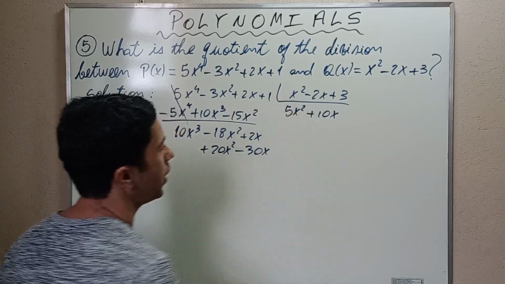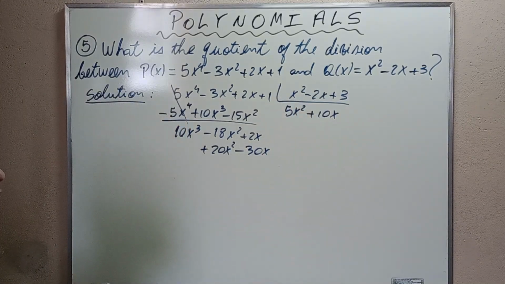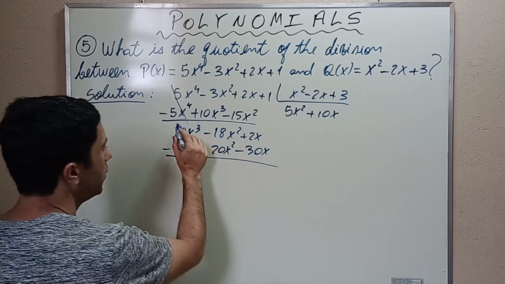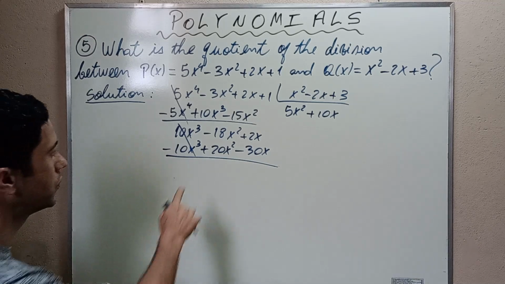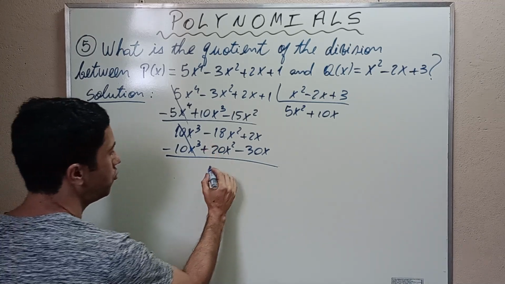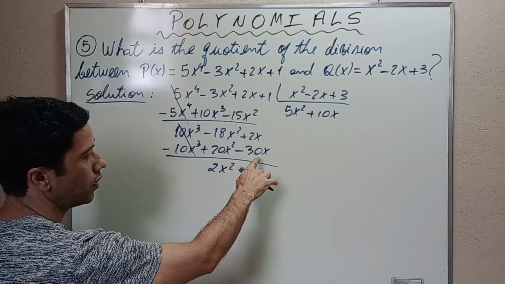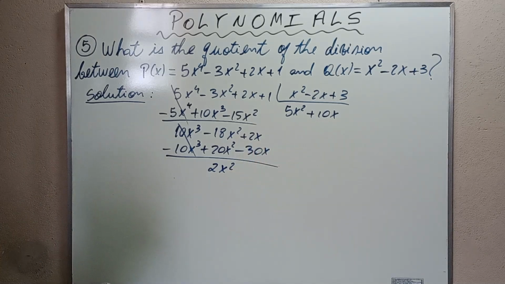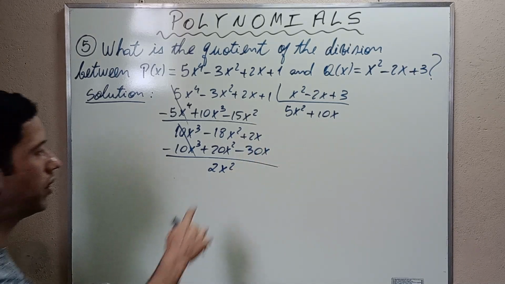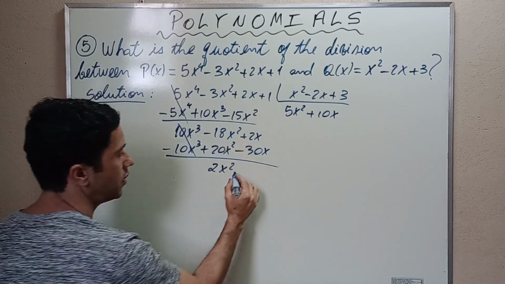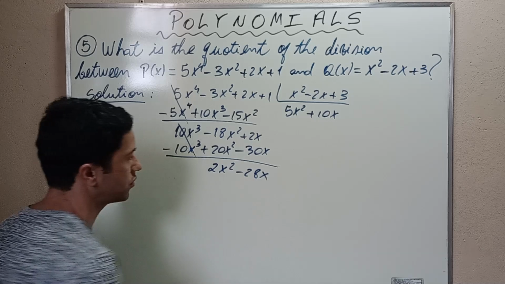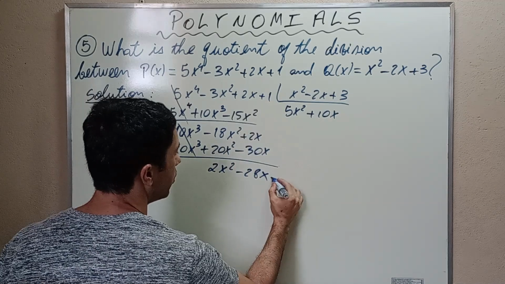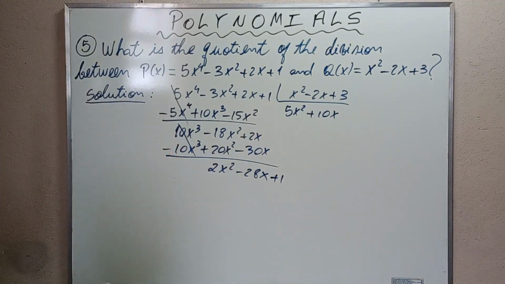10x times x squared is positive 10x cubed. Pass to the other side, negative 10x cubed. These guys cancel each other out. 20 minus 18 is 2. 30 minus 2 is 28, but it is negative here and positive here, then it is negative 28x, okay? I pass this one below here and continue the division.